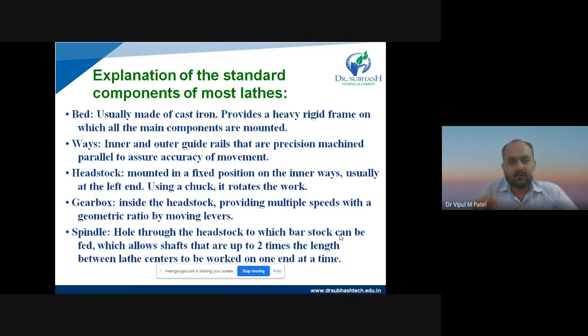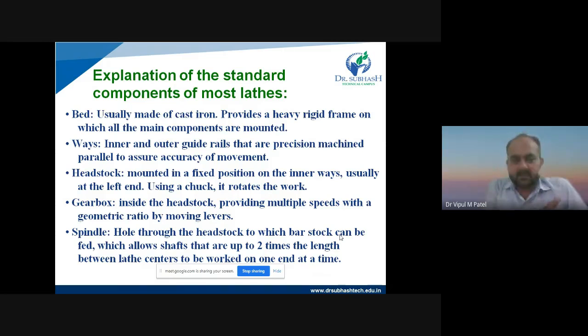So this gearbox is located inside the headstock, and if we are providing multi-speed with the use of this gearbox with a geometric ratio by moving the levers. So we use the lever for the geometric ratio change, and we can provide multiple speeds with the use of this gearbox, and the location of the gearbox is inside the headstock. I hope all of you understand.